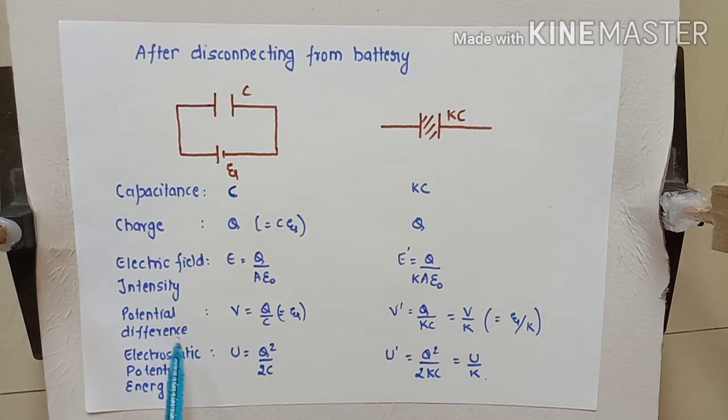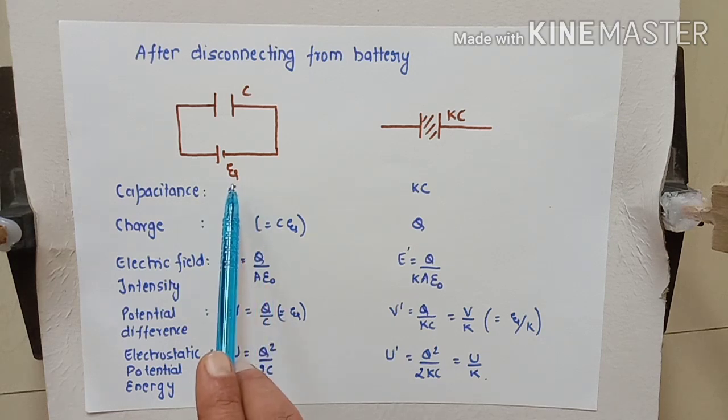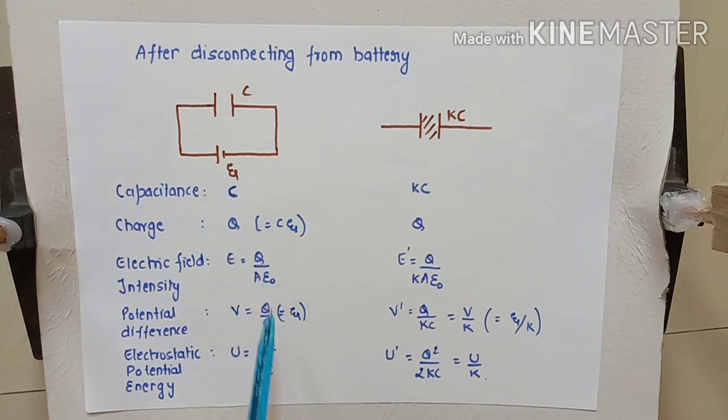Next is potential difference. The potential difference formula is V is equal to Q by C, which is actually E, thus the potential difference across the terminals of the battery. And in the next situation, V dash is equal to, since there is no change of charge, Q upon, in place of C it is KC. So Q by C was V, so it is V by K. So the potential difference across the plates decreases by a factor of K. So it is V by K.